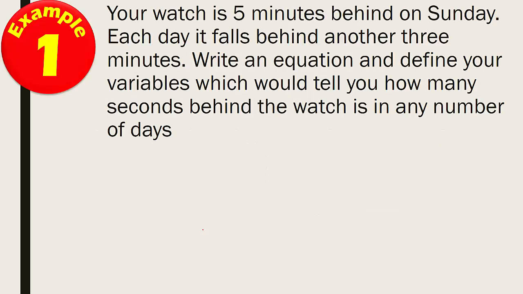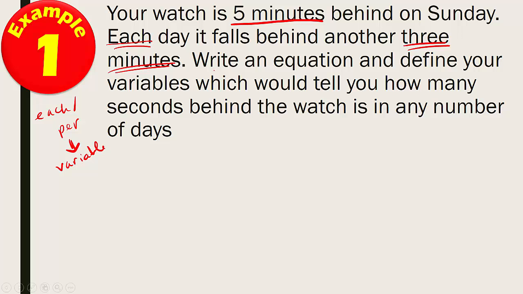Your watch is 5 minutes behind on Sunday. Okay, so that 5 minutes is probably going to be important, so we'll underline that. Each day, so when you see that word each or per, that means variable. Okay, each day it falls behind another 3 minutes. So 3 minutes, that's important. And since that goes with the each, we're going to write that as like 3m or 3x.